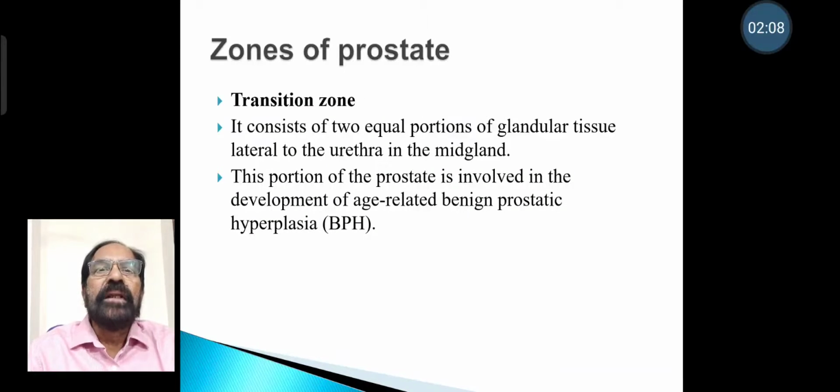Transition zone. It consists of two equal portions of glandular tissue lateral to the urethra in the midgland. This portion of the prostate is involved in the development of age-related benign prostatic hyperplasia.